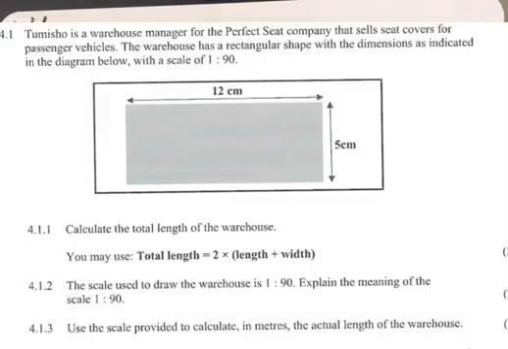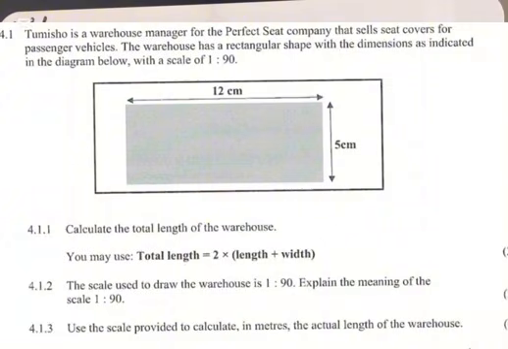Question 4 reads: Tumiso is a warehouse manager for a perfect seat company that sells seat covers for passengers' vehicles. The warehouse has a rectangular shape with the dimensions as indicated in the diagram below, with a scale of 1:90. You can see the dimensions of the warehouse, 12 centimeters long, 5 centimeters wide. Calculate the total length of the warehouse.